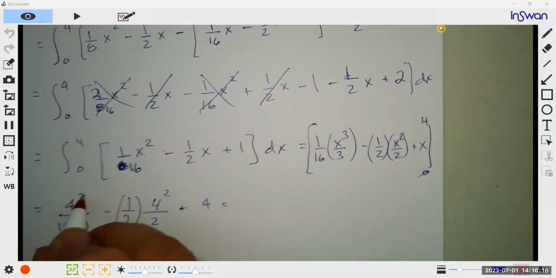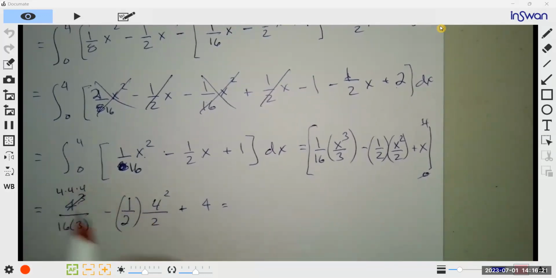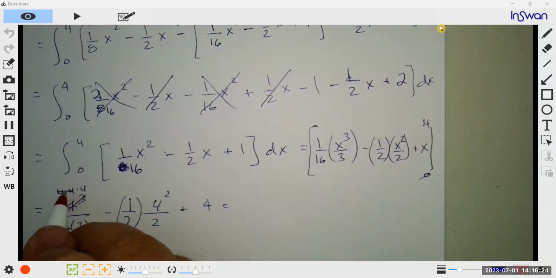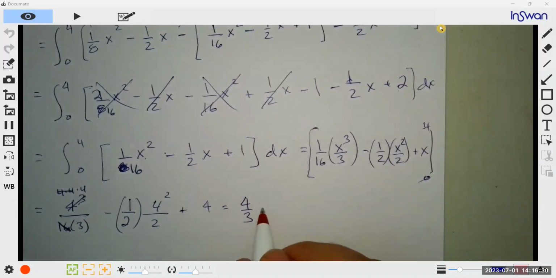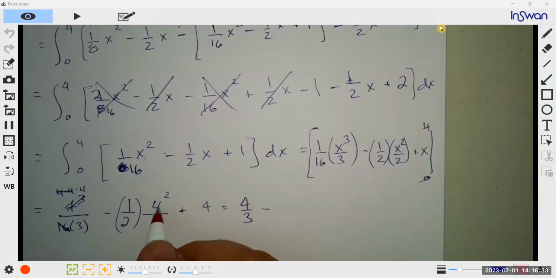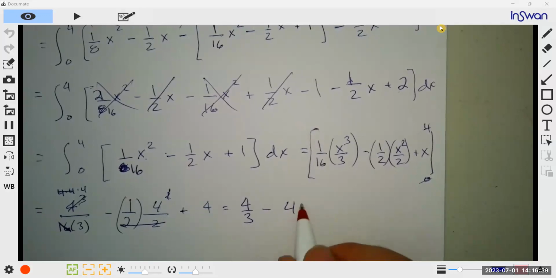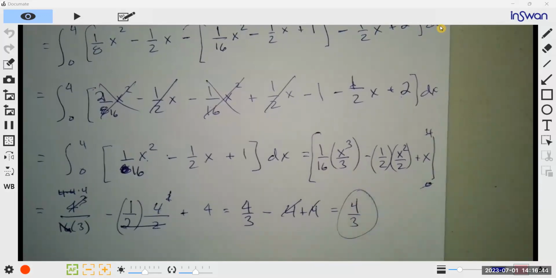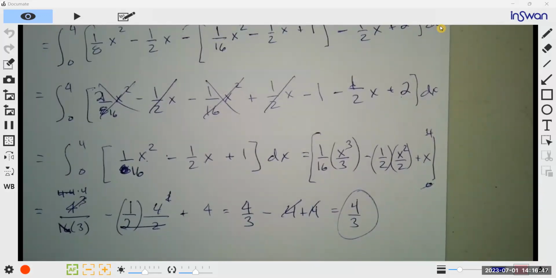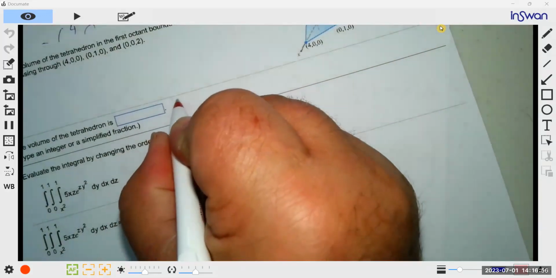So this one is 4 times 4 times 4. 4 times 4 is 16. So we have 4/3. 2 times 2 is 4. So it's minus 4 plus 4. The answer is 4/3. Just think, all that for just that small number. So the volume of that is 4/3.